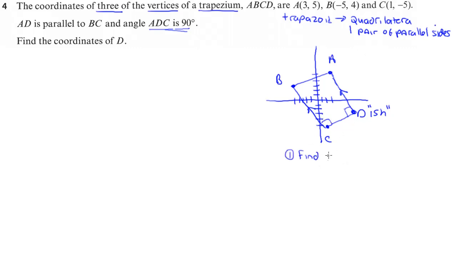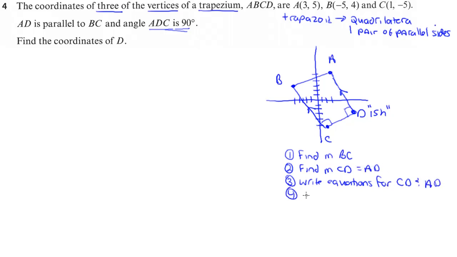So anyway, I know the two sides are parallel, and basically my strategy is I'm going to find the slope of BC, and then find the slope of CD, and then I'm going to write equations for both CD and AD, and then I'm going to solve simultaneously. And that's going to give me this point where the two lines intersect.